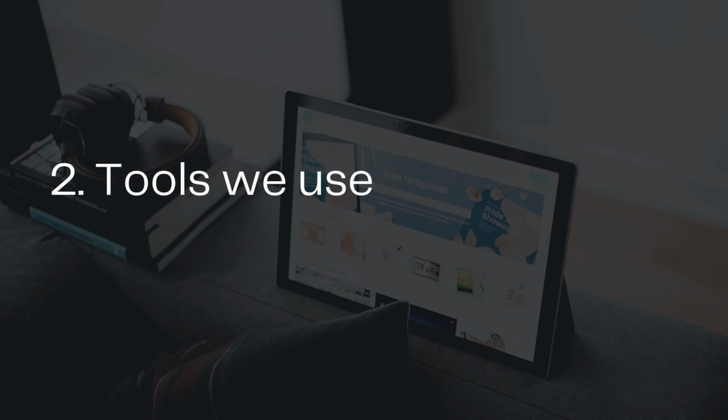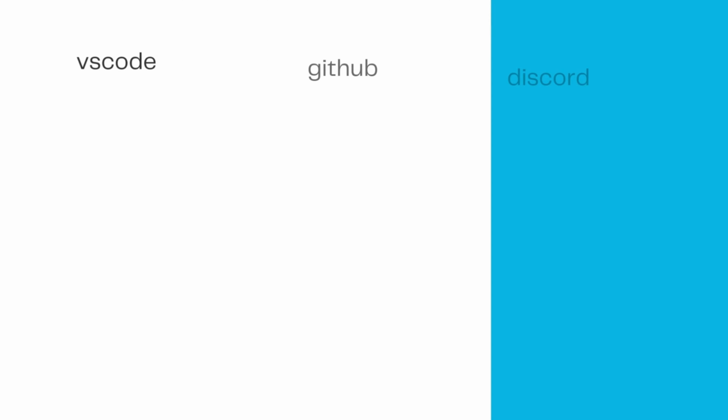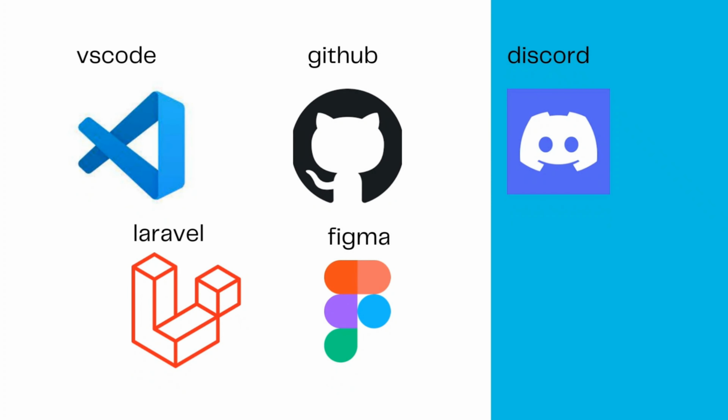Now moving on to the tools that we use. For our main tools, we use VS Code, GitHub, Discord, Laravel, and Figma. All of these tools are very essential for our project because they are the places where we store and create our code, and Discord we use for communication.